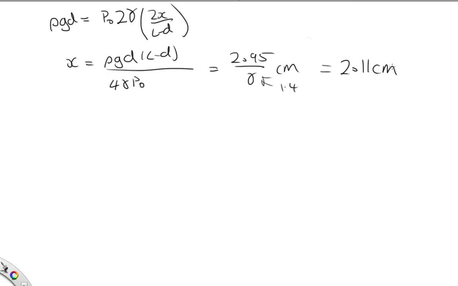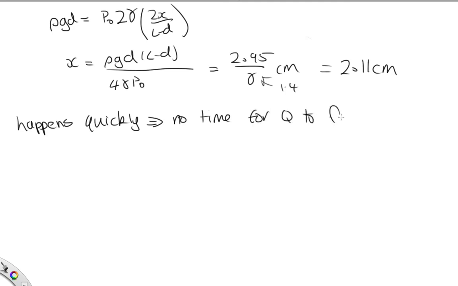Now the question also asks which assumption is more reasonable. Well, we can assume that it happens quickly, that we turn it from its horizontal position to its vertical position quickly. So it happens quickly, which implies there's no time for heat to flow, which implies that it's not isothermal. So the adiabatic approximation is the better one.